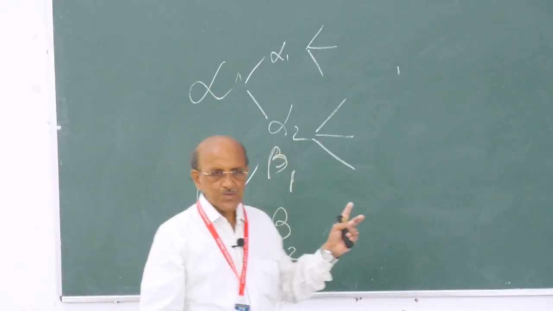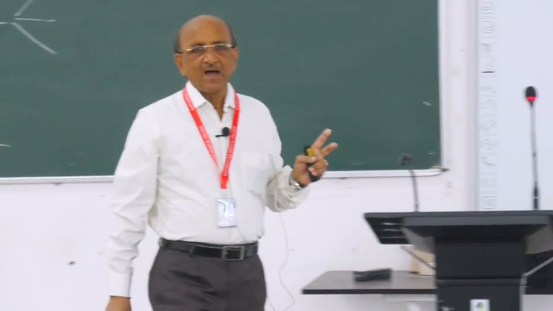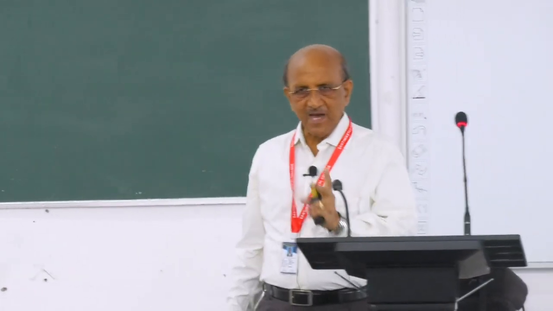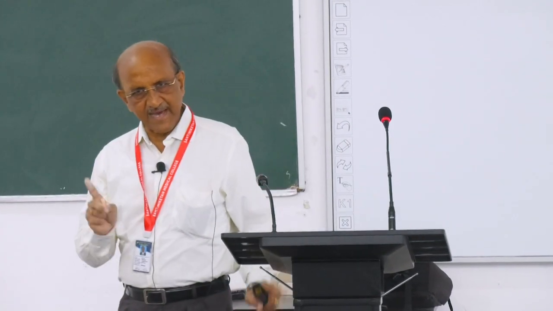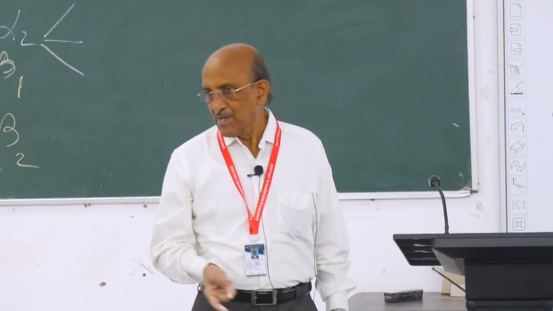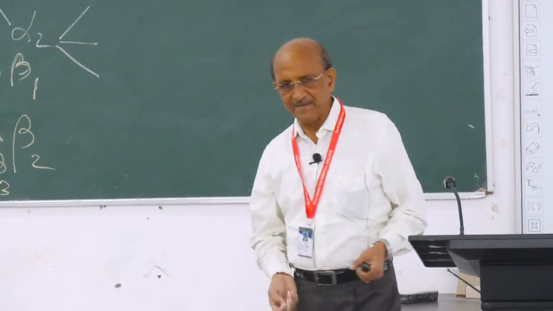So for most of the students, you have to remember alpha is of two types, alpha 1 and alpha 2, and beta of three types, beta 1, beta 2, and beta 3. And you have to know the major sites where these receptors reside.